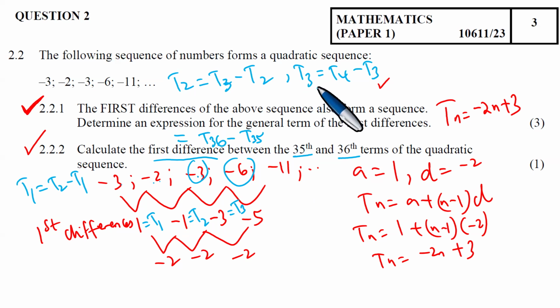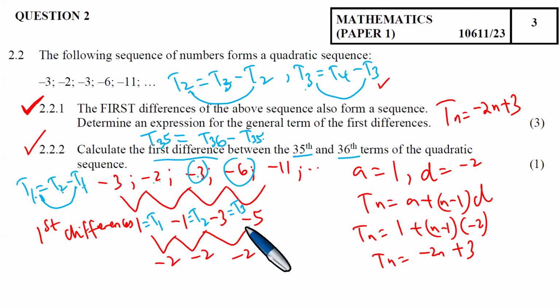The difference between T3 and T2 gives you T2. T2 minus T1 gives you T1. So T36 minus T35 would give you T what? These things are always the same. It's going to give you T35. This is the trick the examiners use here.